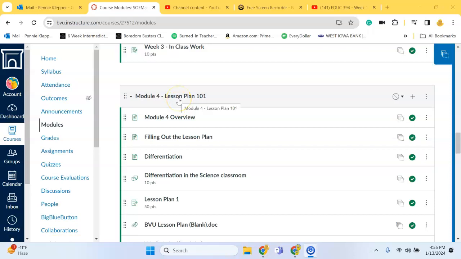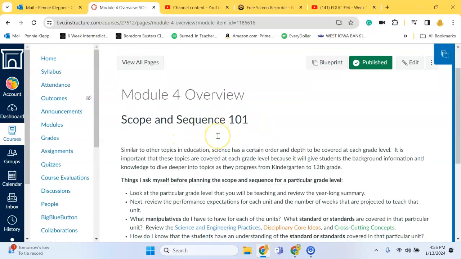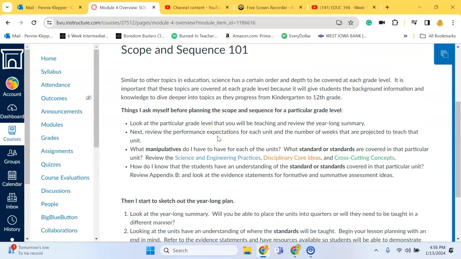This week, what we're going to be focusing on is lesson plans. So let's take a look at the Module 4 overview. And we want to talk a little bit here about scope and sequence. It goes into quite a bit of information.